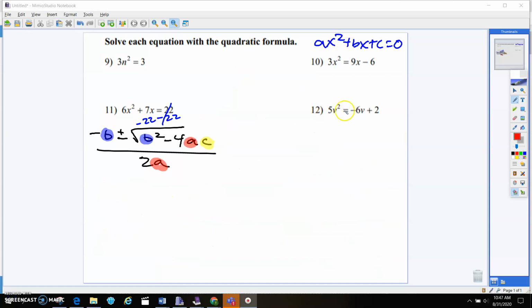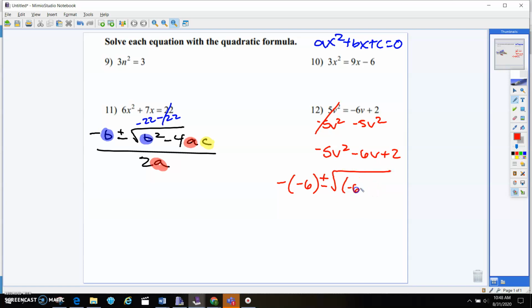Okay, so on this one, you want to make sure that it's in standard form. So I'm going to actually move that 5v squared to the other side. So this will give me -5v squared minus 6v plus 2. All right, so now I'm going to plug into a formula. So I've got -6 plus or minus the square root of -6 squared minus 4 times -5 times 2, all over 2 times -5. Look at that handwriting. Who let me be a teacher?